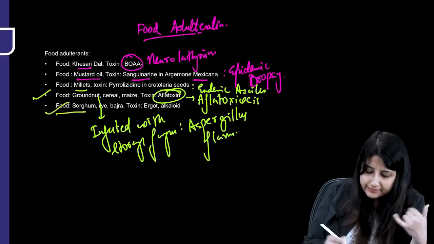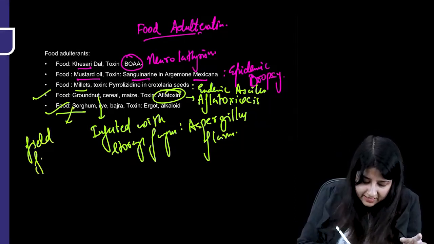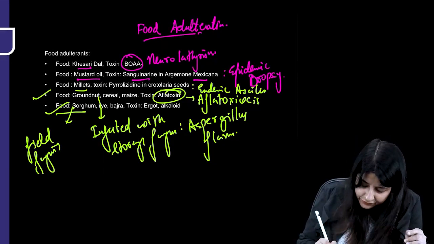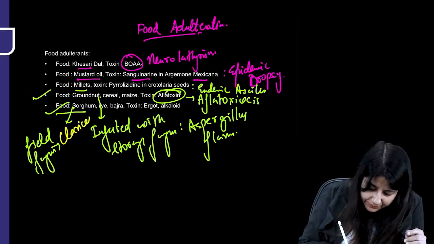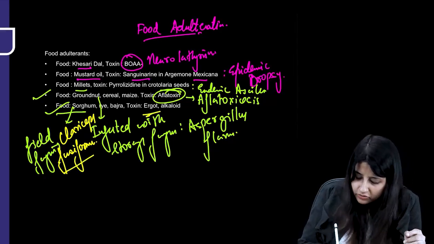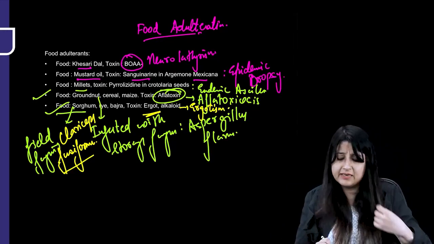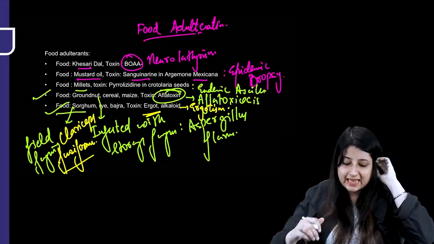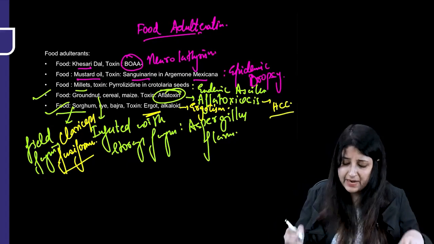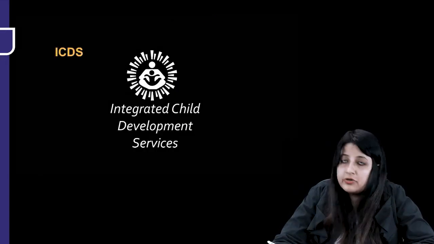Then you have another one, sorghum, rye and bajra. They get infested with field fungus. What is the name of that field fungus, everybody? That is Claviceps fusiformis. This has the toxin ergot, so this presents with what? Ergotism, that is very, very important. All right, so these are certain examples of food adulteration which can come. Also remember, aflatoxicosis can lead to hepatocellular carcinoma. So food adulteration is an important topic. We cannot mess up with this.